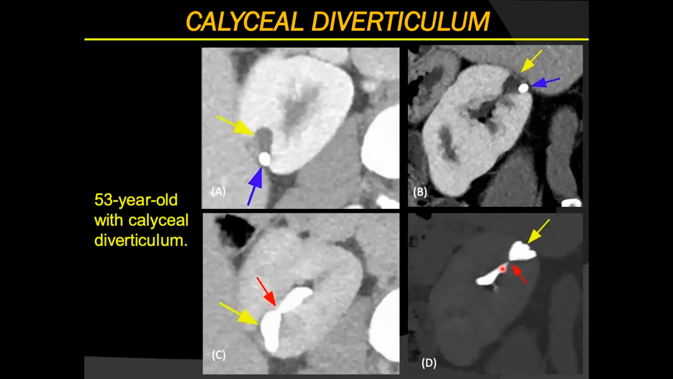Again, 53-year-old with a caliceal diverticulum, nephrographic phase axial and sagittal images, which are showing a small cystic lesion in the right kidney, which contains a small calculus. Okay, the excretory phase images, which are axial and sagittal images, show contrast within the diverticulum as well as the narrow isthmus with which it is connecting to the calyx.